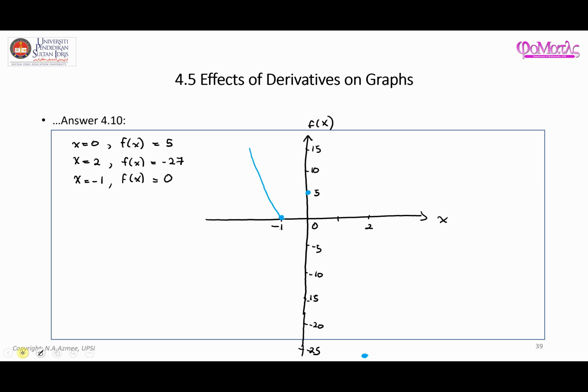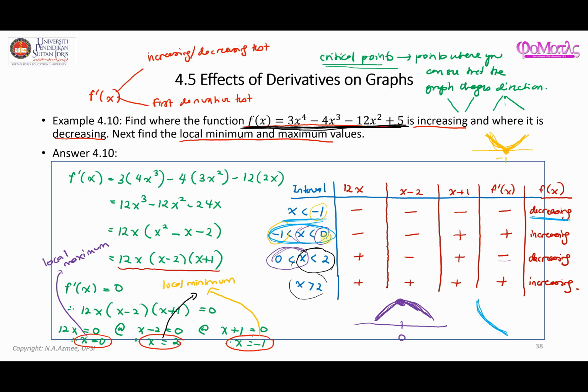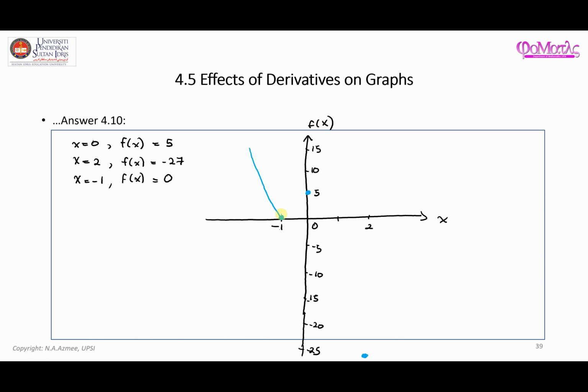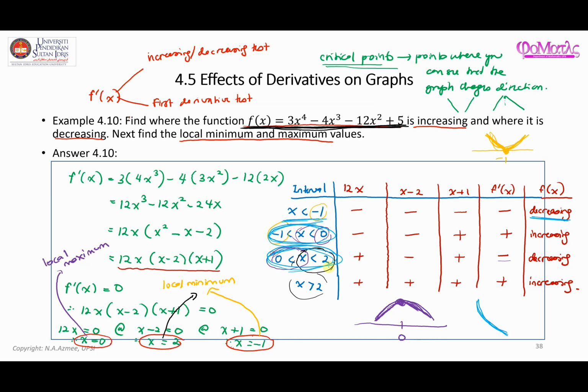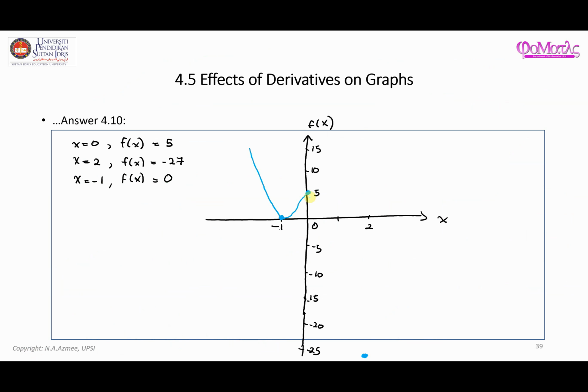Next, between -1 and 0, it is increasing. So we can imagine it to be like this, maybe. And between 0 and 2, it will be decreasing because it's going downwards to make this point over here. So maybe something like this. And then it will increase after 2. So this is how the graph can be sketched.